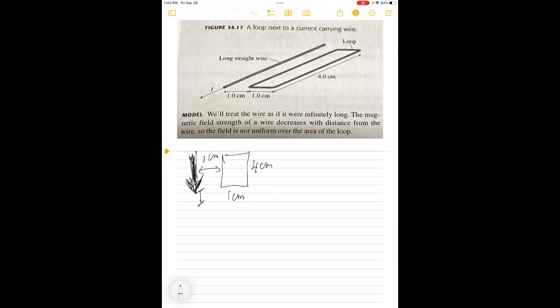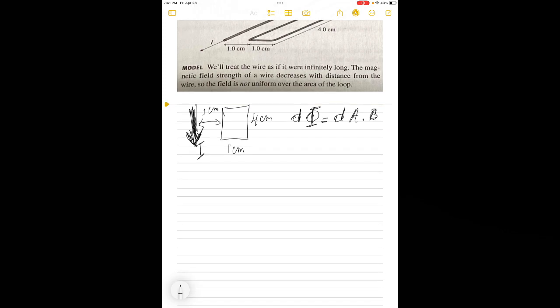What's up, guys? So we have a current that is going down, and we have a loop beside it. It's 1 centimeter by 4 centimeter, and the distance from the current to the rectangular loop is 1 centimeter. The example they gave us is that we have to use the flux formula, the area multiplied by the magnetic field, and then we can integrate this formula.